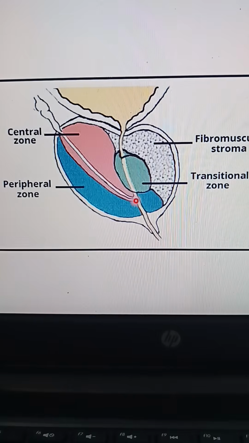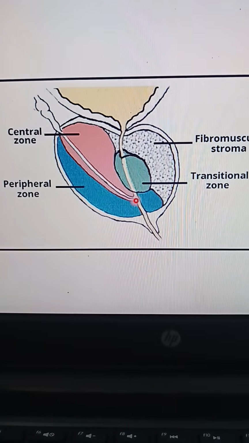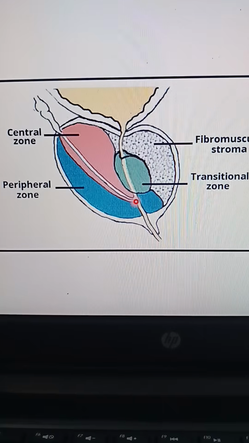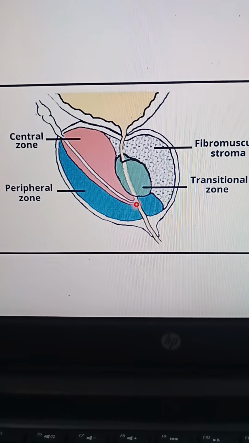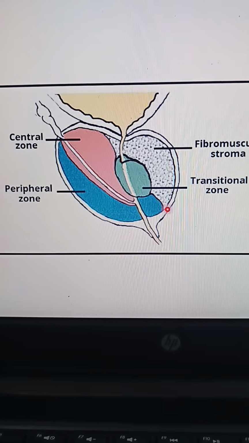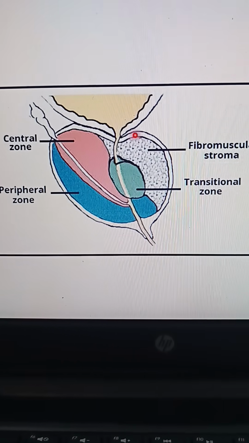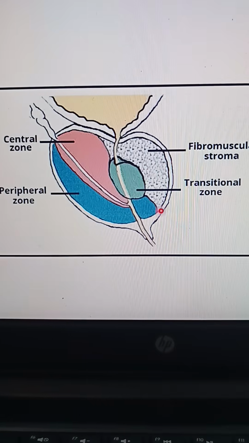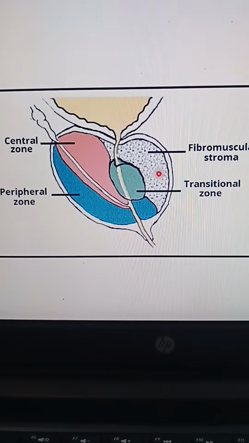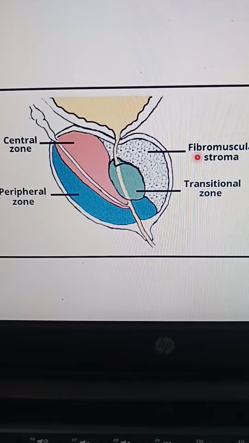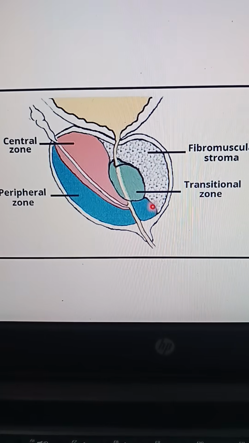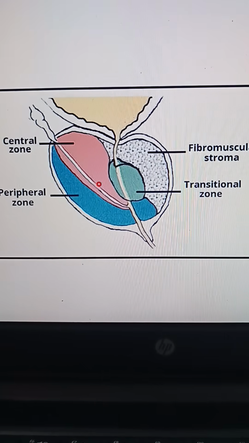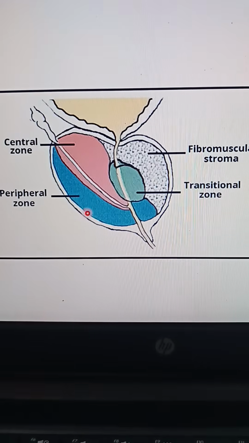Now here I am trying to symbolize the zones of the prostate. So essentially we know the prostate has two parts, a glandular part and a fibromuscular part. As you see, this is the anterior aspect. So all this dotted part represents the fibromuscular part. As the name implies, it contains fibrous and smooth muscle. So it has a fibromuscular stroma which is located anteriorly. Remaining part, all this colored region represents the glandular part.